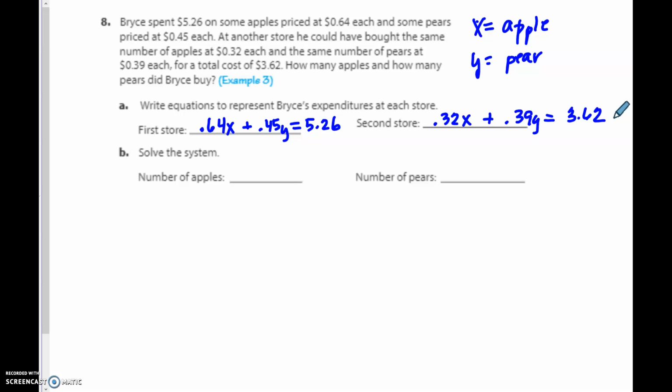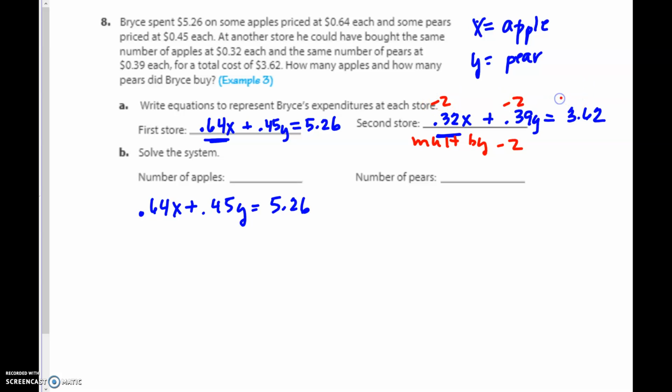To solve this problem, we need to make sure that we can either get rid of X's or Y's. When I look at these X's, the first X is 64 cents and the second X is 32. So I'm going to keep this first one the same: 0.64X plus 0.45Y, and he spent $5.26. And what I'm going to do here is multiply everything in the second equation by a -2.